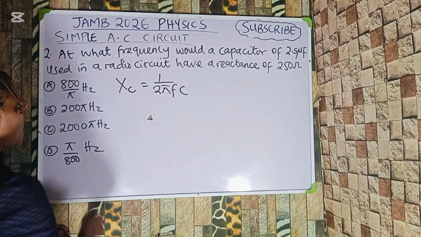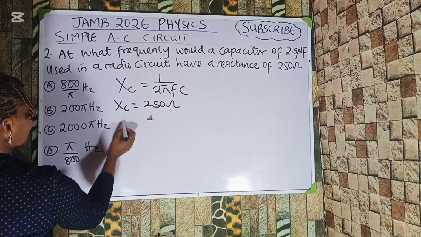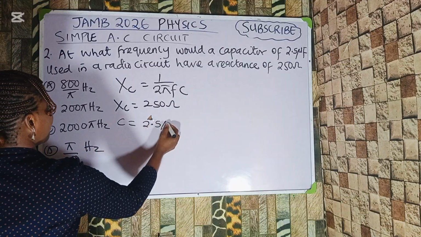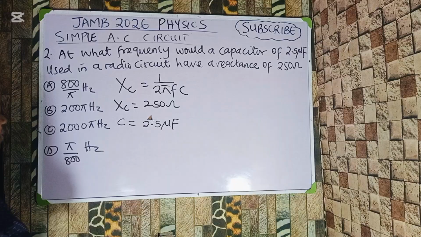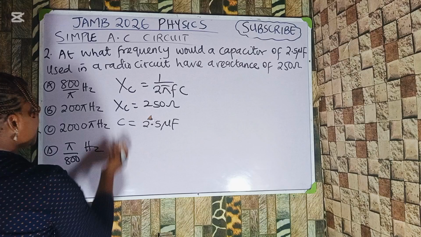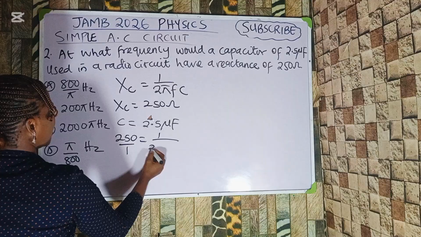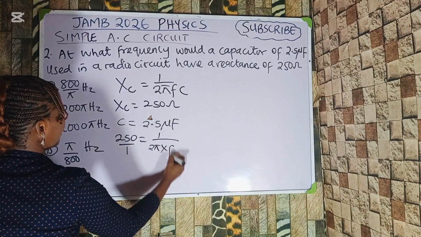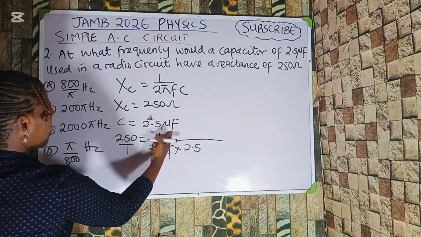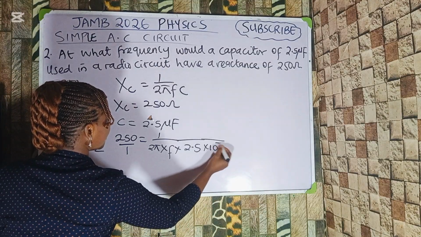1 over 2 pi F C. Okay, now from the question we are given the reactance to be 250 ohms, all right, and the capacitance of the capacitor to be 2.5 microfarad. Now let us see what we can do to get our frequency. My XC is given as 250 over 1, which equals 1 over 2 pi times my F times what is my C? 2.5, right? Remember, this is micro. You must remove this micro. And 1 micro is 10 power minus 6. So I multiply by 10 power minus 6.